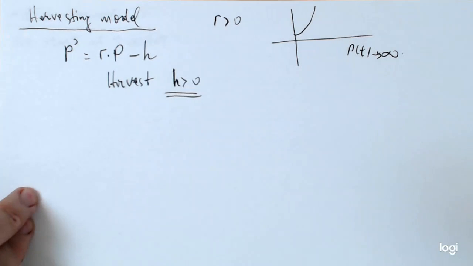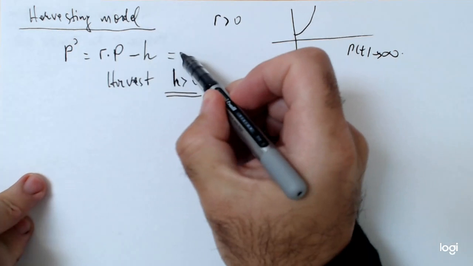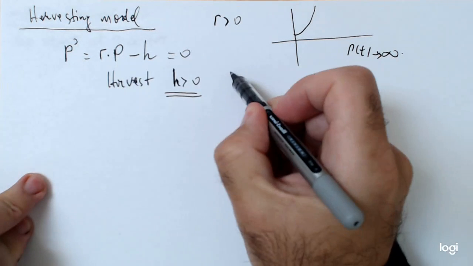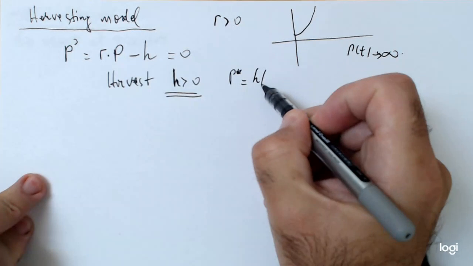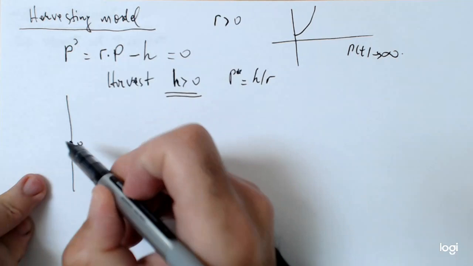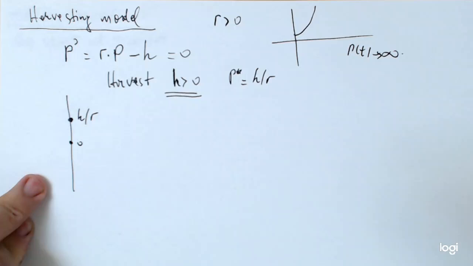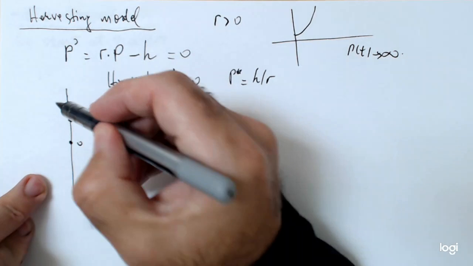So we know already how to do the phase analysis. And notice that in this case, the ODE has an equilibrium point, which is h over r. So if you do the phase line analysis, 0 is somewhere here, and the equilibrium h over r is over here. And this equilibrium is going to be unstable.